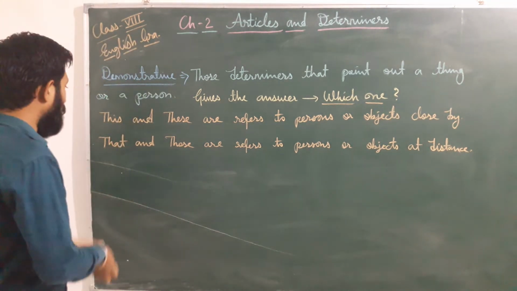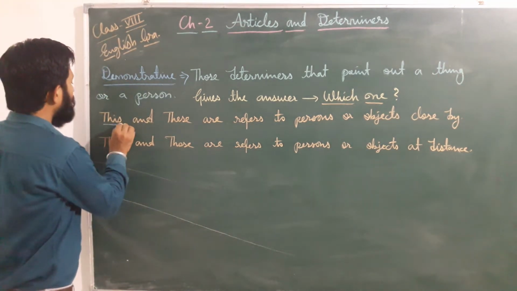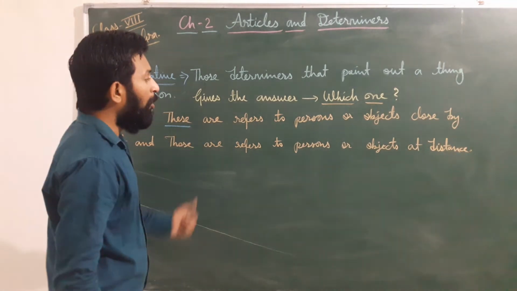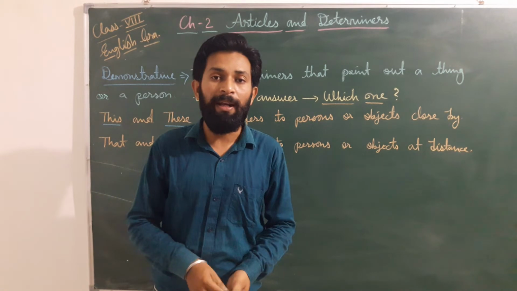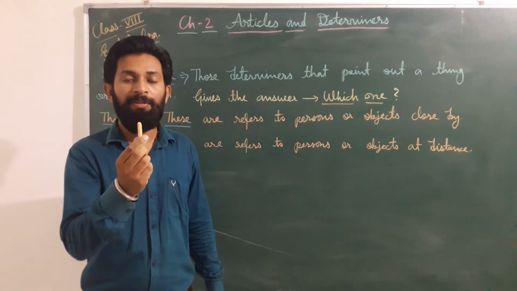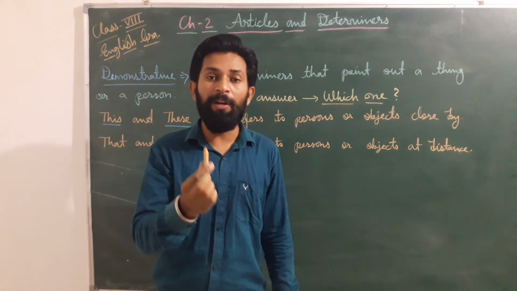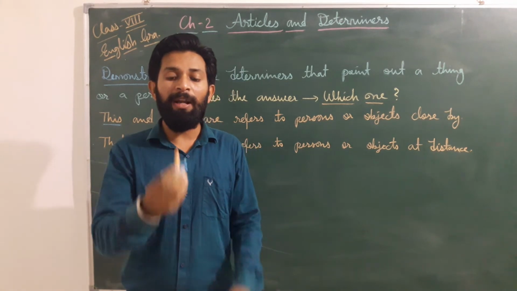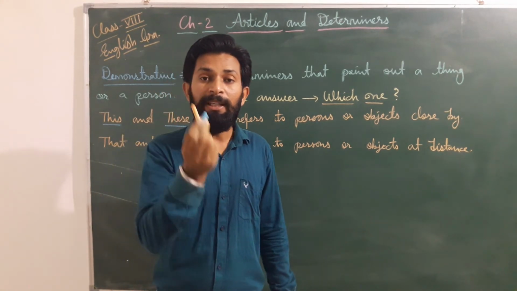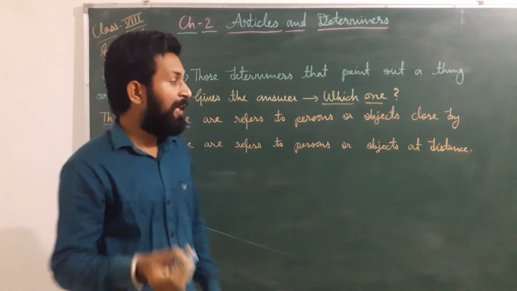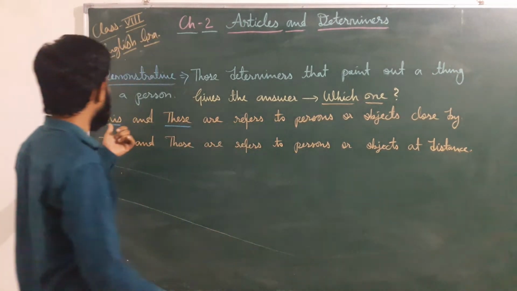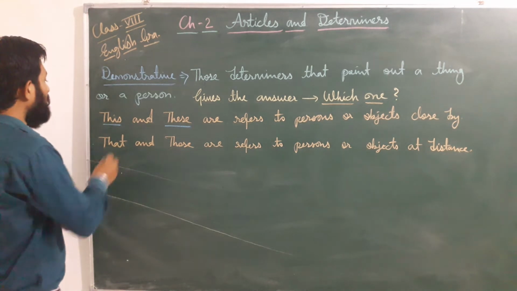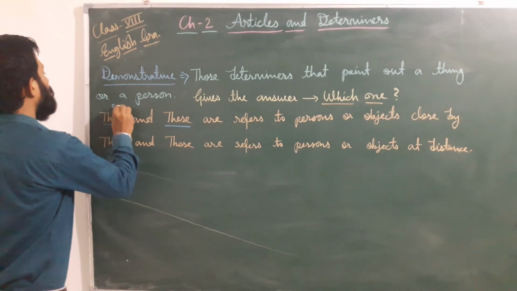At first we will talk about this and these. Both refer to a person or object close by. Close by means nearby. Like, this is my chalk. For singular we use "this", and if it is plural, we say these are my chalks. If any object or person is nearby you, then you have to use this in the singular case.